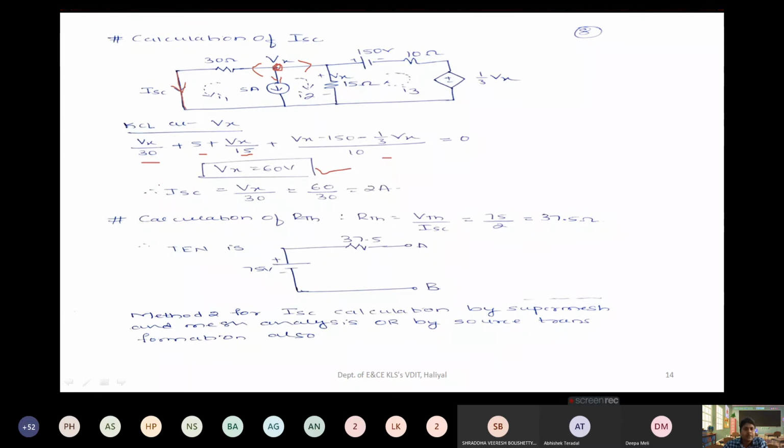Now you can find the short circuit current. This short circuit current is nothing but the current which is flowing through this branch, from here to here, right?